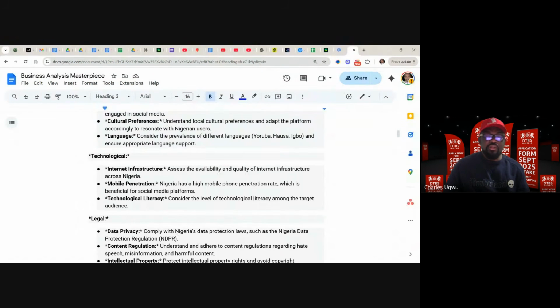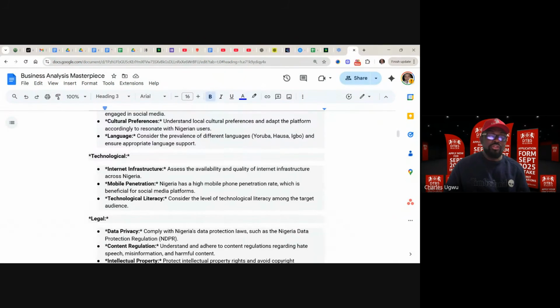And mobile penetration, everybody has got a mobile phone. Even people in primary school here in Nigeria. I know so many rich men whose children, even in primary school, are already using a mobile phone.